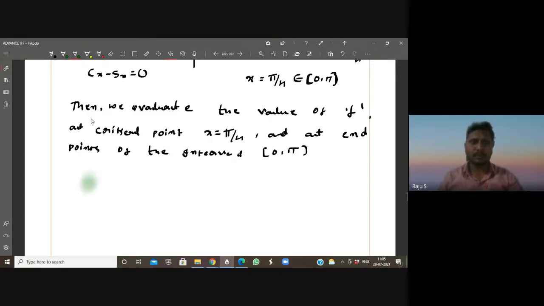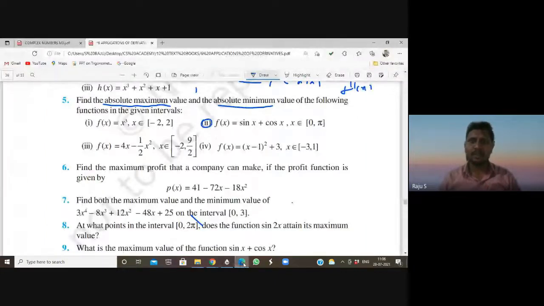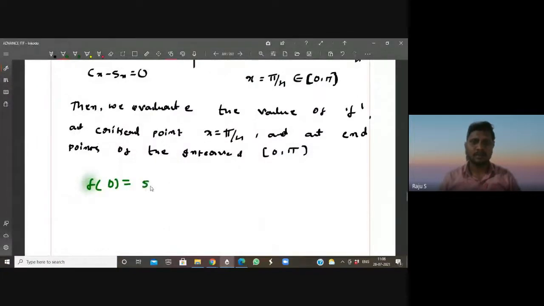So what about f of pi by 4, or else f of 0? In ascending order we will find. First f of 0. What is the function here? Sin x plus cos x. Sin 0 plus cos 0 is 1. f at the critical point pi by 4: sin pi by 4 plus cos pi by 4. That is 1 by root 2 plus 1 by root 2.